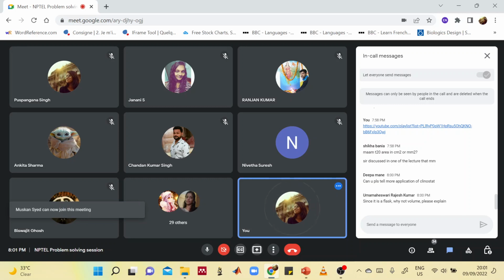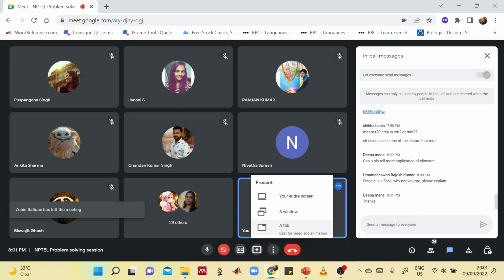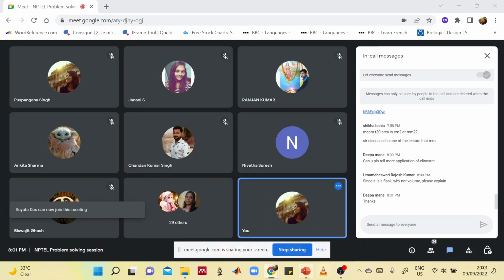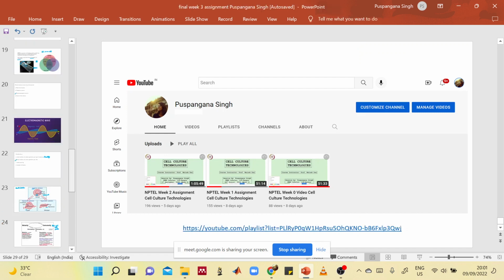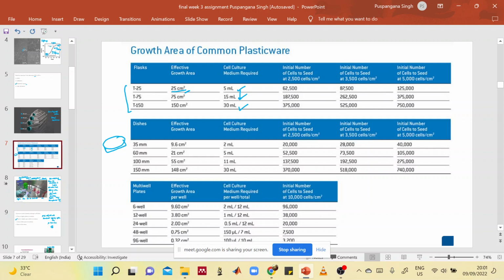That is the application. Since it is a flask, why not volume? You can talk in terms of volume as well. If you remember, I'll share the slide again. Here, as you can see, I shared a table where for different kinds of T flask, you can see the different volumes which are required.